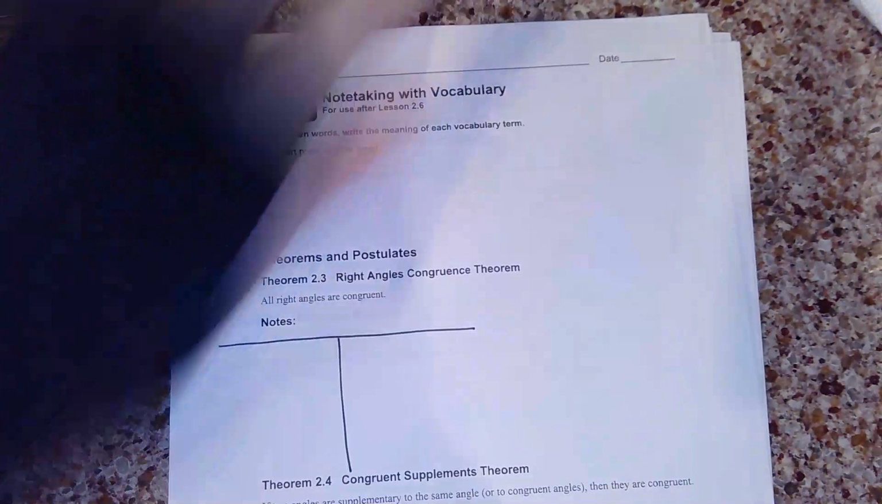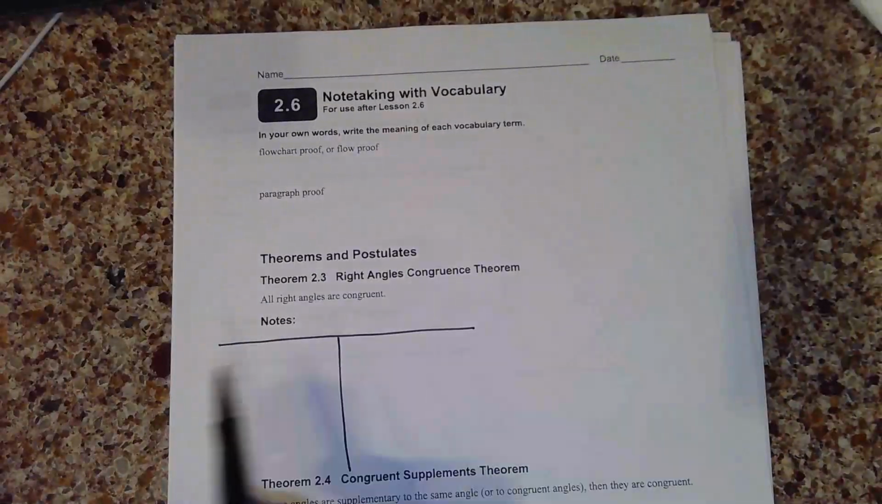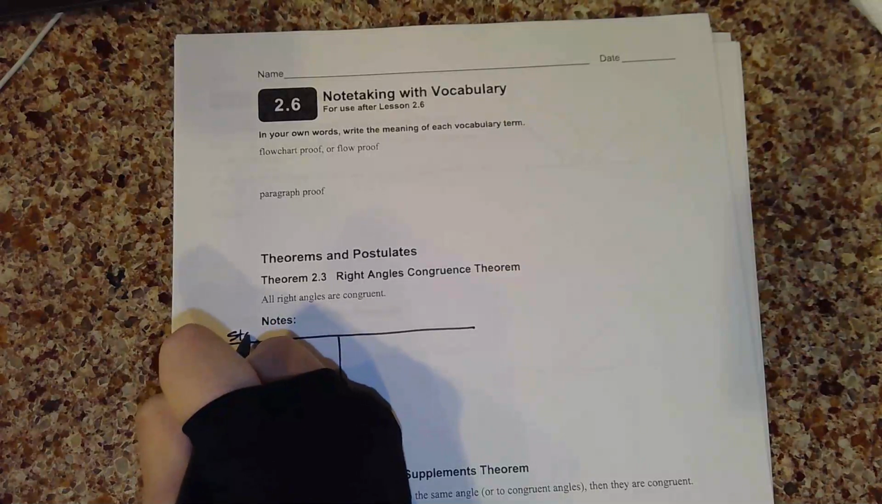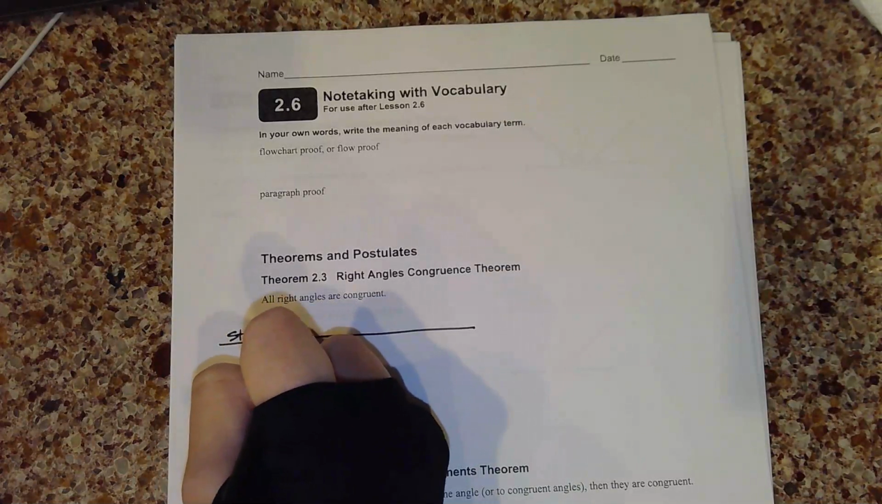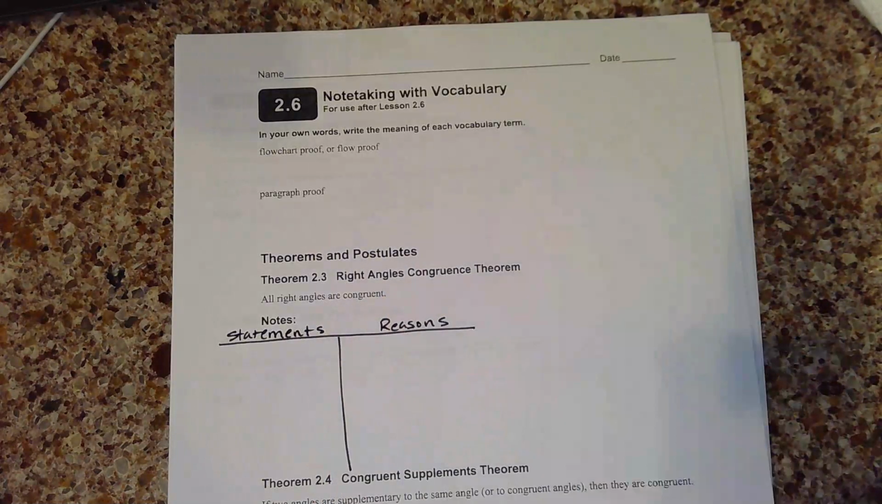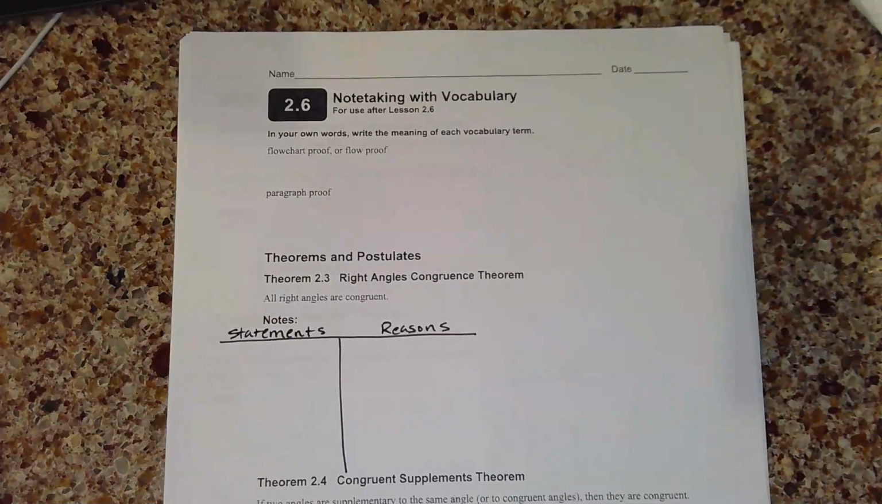We didn't give you the actual diagram for the proof, so I'm going to have you guys draw it all out, or me actually. You're going to draw a large capital T, and you're going to write statements, and you're going to write reasons. What we're trying to prove is that all right angles are congruent. I didn't even give you a diagram, so let's go ahead and draw.